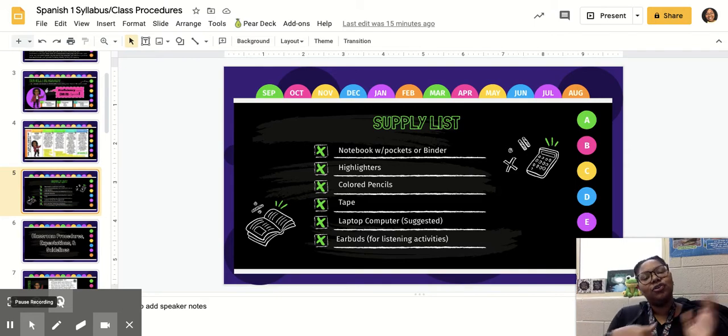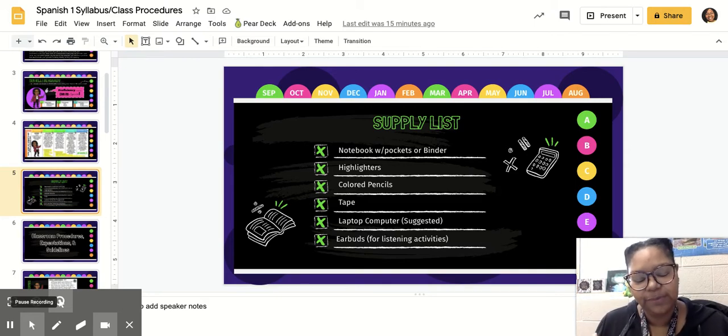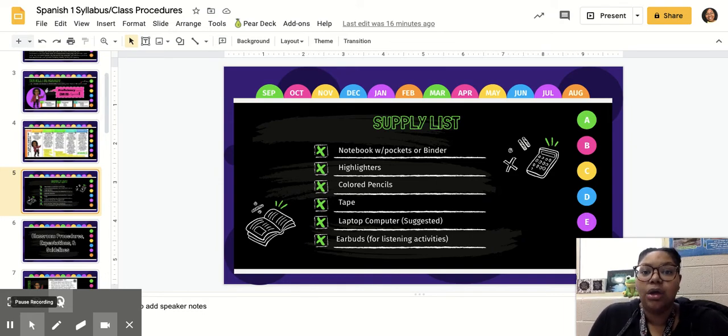Right, here we are to some regular housekeeping for all your classes, and it's your supply list. First thing you're going to need is a notebook. I would say you can have the regular one subject notebook with pockets, because you are going to have handouts that you want to be able to keep and not lose. Or a binder. I used to do notebooks, but this year things are a little different because of COVID. So you can have a binder as well. Just make sure that you keep your information organized.